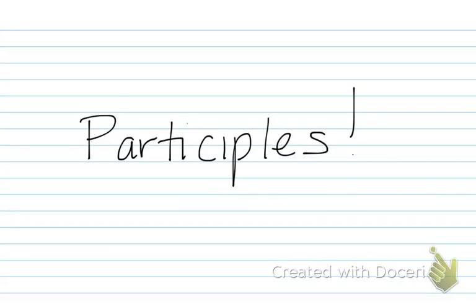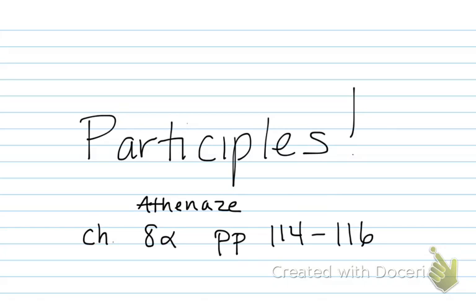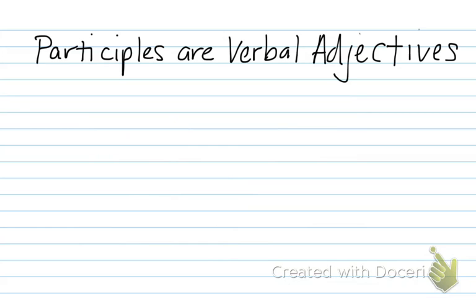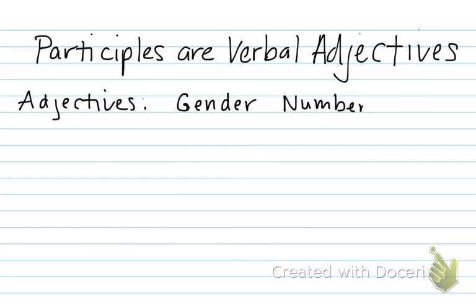All about participles. You can follow along in Athenaze, Chapter 8 Alpha, pages 114 to 116. Participles are verbal adjectives. As adjectives, they agree with the noun they modify in gender, number, and case. The participles that we're going to be looking at today decline in the 2-1-2 declension.